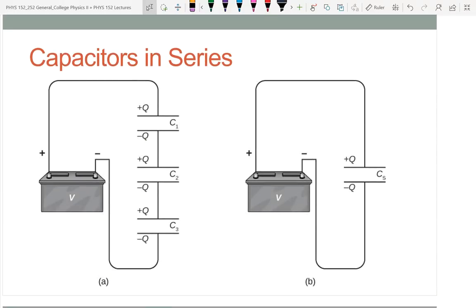Now we talked about resistors in series and parallel. Now we're going to talk about capacitors in series and parallel. And we start with capacitors in series. If I put capacitors in series, let's start by imagining that we were not connected to the battery, and we have charges of 0 on each capacitor. So we start with everything uncharged. And then we connect the wires to the battery.